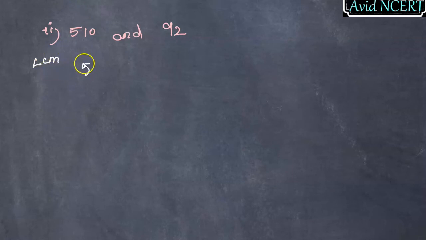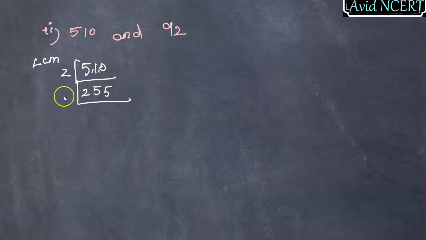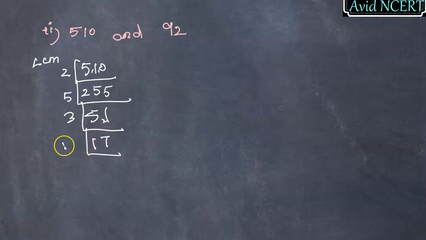For 510, since this is ending with 0, we can take it with 2. 2 2s are 4 and the remaining is 1. 2 5 times is 10, so 2 255s are 510. Now this is 255, ending with 5, so we go with the 5 table. 5 1 times is 5, 5 51 times is 255. Again 51 is ending with 1, so let's try with 3. 3 1 times is 3, 3 17 times is 51. Now we know 17 is a prime number, so we can directly take it as 17 1 time.